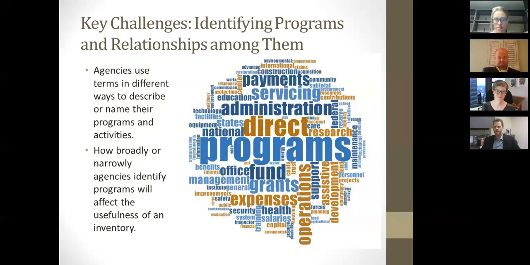And then another challenge is that for an inventory, agencies need to decide how much to roll up what they do into what they might call a program, how much they aggregate their activities under the umbrella term of program, and then how they relate to each other. And so those are the front-end challenges of identifying programs and relationships among them.